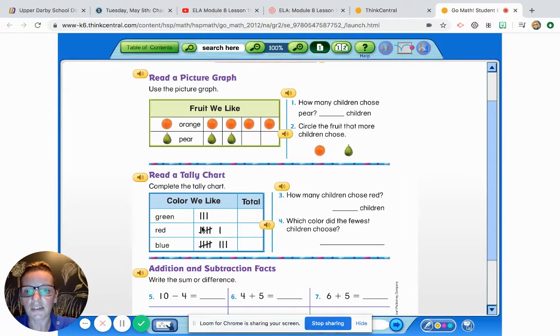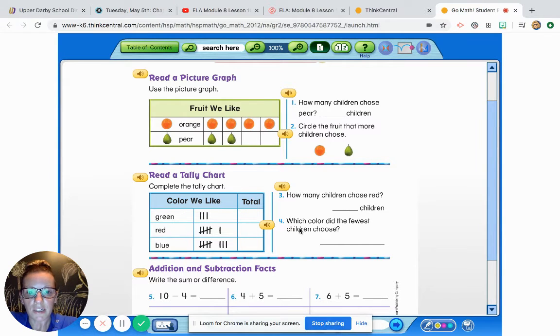Okay, so the tally chart, these are tally marks. You draw one little line for each choice. When you get to 5, you put a diagonal line, and then you start over again until you get to the next 5. So we're going to complete the tally chart. How many children chose red as the color that they like? So here's the choices, and here's the amount of people that chose that color, and this would be the total. So how many children chose red? Let's go to the color red. I see 1, 2, 3, 4, 5, 6. So you would put 6 as your total, and 6 is your answer to number 3.